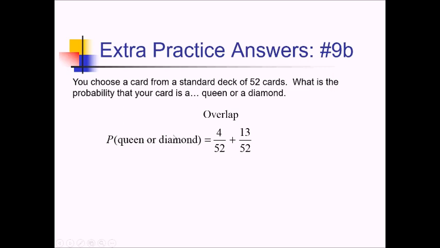Well, again, there's only one diamond that's a queen. It's the queen of diamonds. So that's 1 out of 52 that we have to now subtract. So we have 4 plus 13 is 17, minus 1 is 16 over 52. And reducing this by 4s, we end up with 4/13.